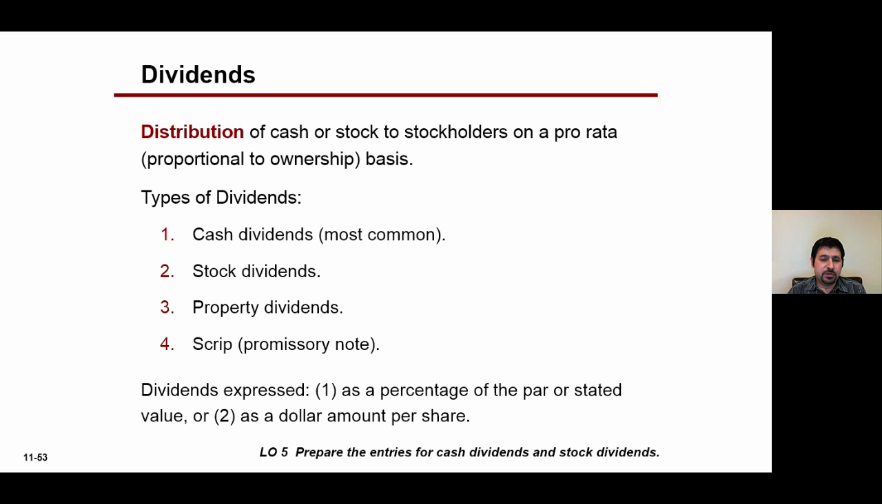There are different types of dividends. There are cash dividends. This is the most common one. And there is also a fairly common one, which is stock dividends. There are also property dividends as well as scrip or promissory note. Those are less common. In this chapter, we will focus on the first two, which are the most common ones: cash dividends and stock dividends. Now, dividends are usually reported quarterly as a dollar amount per share, or as a percentage of the par or stated value.